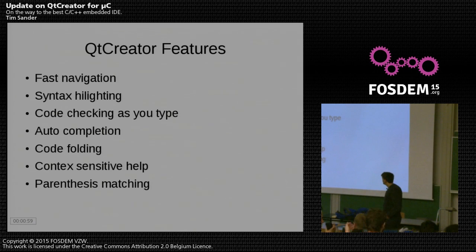You've got syntax highlighting, code checking as you type, auto-completion, code folding, context-sensitive help, but you have to do some work to have your own code with context-sensitive help, because you have to create the Qt-specific help files, which can be done, but it's quite a bit of work. And you have parentheses matching, so it's easy to navigate with parentheses and so on. And personally, what I also like, I just didn't put it on the slide, is that you have a VI mode for typing, so you don't type any weird stuff as you're used to if you're using the VI mode.